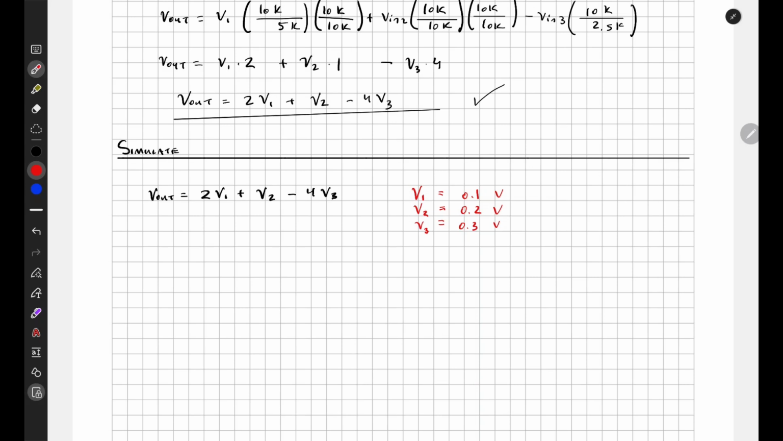I just picked this arbitrarily, and in that case Vout is equal to 2 times 0.1 plus 1 times 0.2 minus 4 times 0.3. Then Vout is equal to 0.2 plus 0.2 minus 1.2. Vout in this case is equal to negative 0.8.